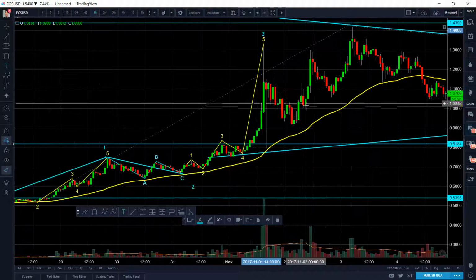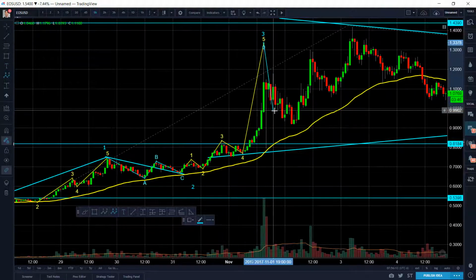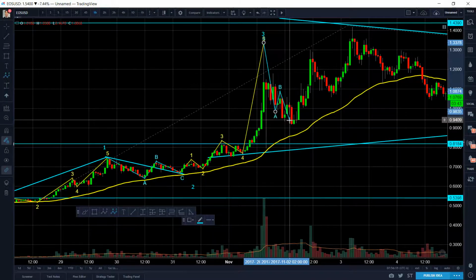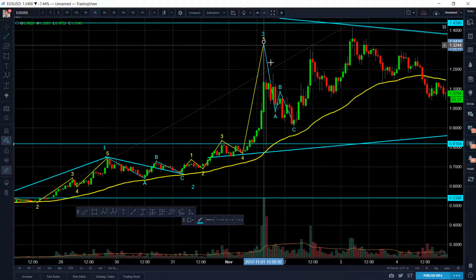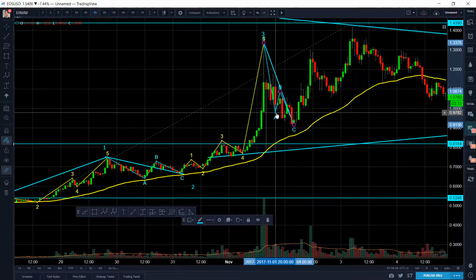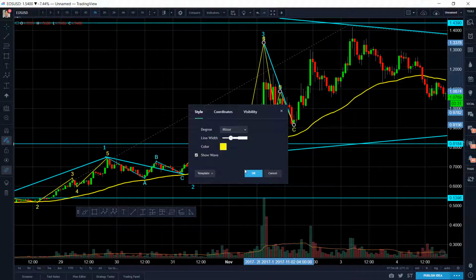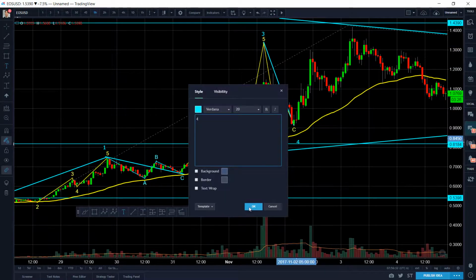And then you don't see it on this time frame, but I assure you it's there. This one will be counted as A, B, and C. And this will make the fourth wave coming down. And now we're going to get the fourth wave right there.